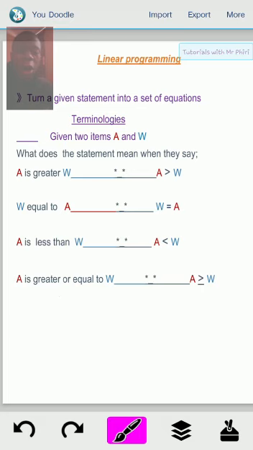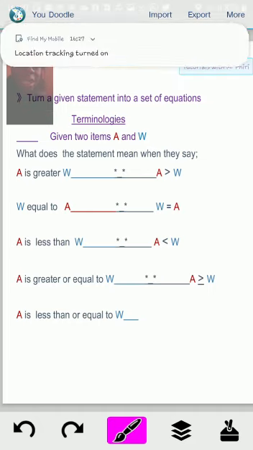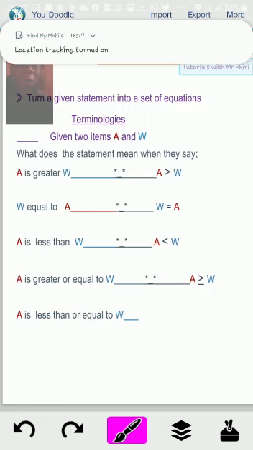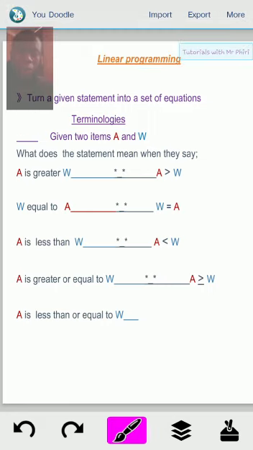Now again, A is less than or equal to W. And what are we going to get here? Yes, you guessed it right. The small side will point at the small element, and the big side will point at the big element. So we'll write this as A is less than or equal to W.